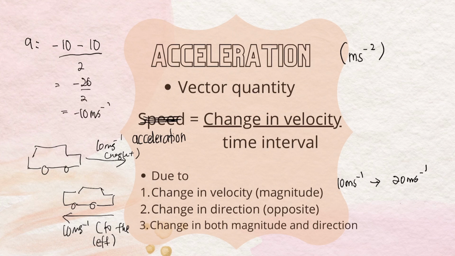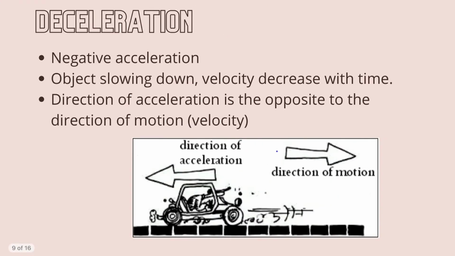Though the magnitude is the same, as the direction change, it also can make acceleration to occur, ataupun due to the changes in both magnitude and direction. So samalah. Okay, dua-dua berubah. Okay, dan kita ada deceleration. Deceleration ni pula adalah negative acceleration. So negative acceleration ni berlaku bila? Apabila object is slowing down. Bila object is slowing down means that velocity decreases with time.